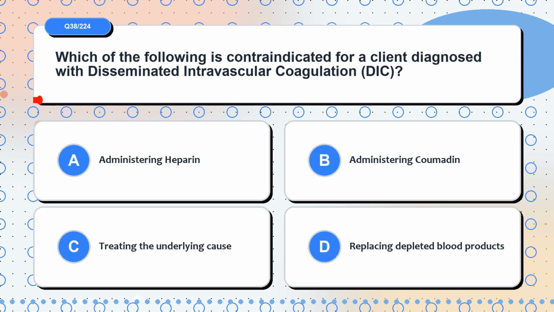Question 38. Which of the following is contraindicated for a client diagnosed with disseminated intravascular coagulation (DIC)? Here are the options. Option A. Administering heparin. Option B. Administering Coumadin. Option C. Treating the underlying cause. Option D. Replacing depleted blood products.